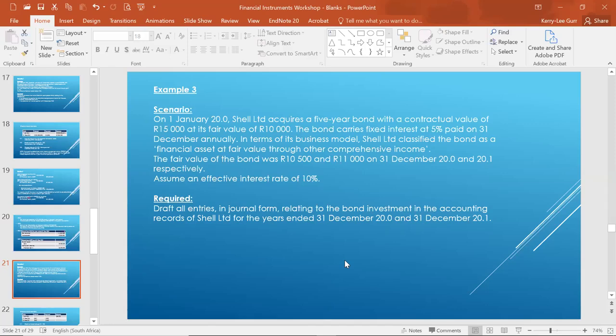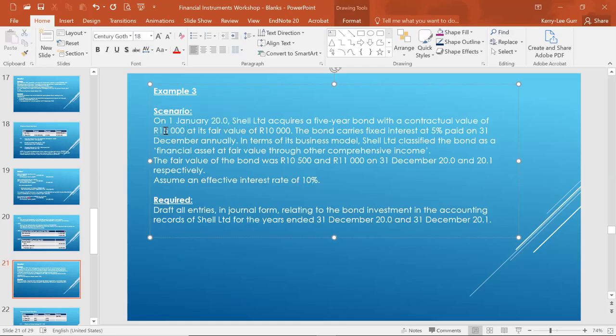When we look at the scenario, we're given that on the 1st of January 20.0, Shell Limited acquires a 5-year bond with a contractual value of 15,000 Rand at its fair value of 10,000 Rand. So here we can see again, we're given 2 different values. This fair value of 10,000 Rand is what we expect to see as the initial balance of our table. 15,000 is the contractual value, so that's what we're going to be using. This is our face value, so this is what we're using for our payment section.